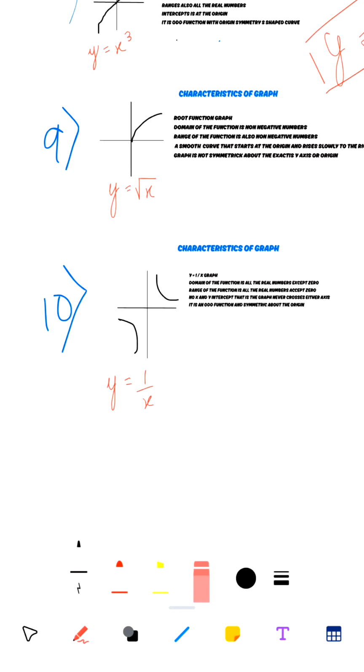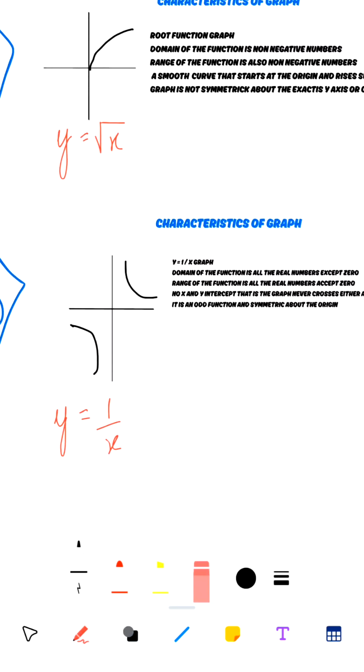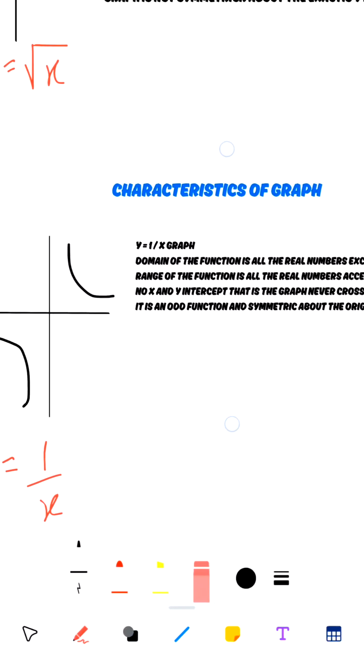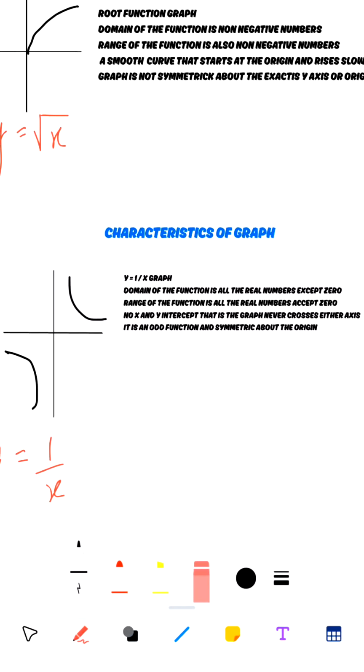Now let us go for our last graph, that is the 10th graph, that is y is equal to 1 by x. Okay, that is a real number function graph. The domain of the function is all the real numbers except 0. We cannot put 0 because 1 by 0 is not defined. Similarly, the range of the function is all the real numbers except 0, because 0 we are not at all getting, because if the input is not 0 then the output is also not 0, right?